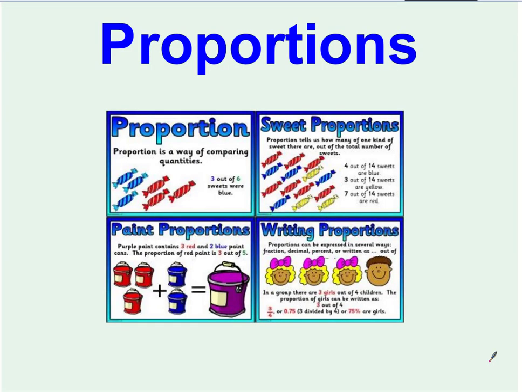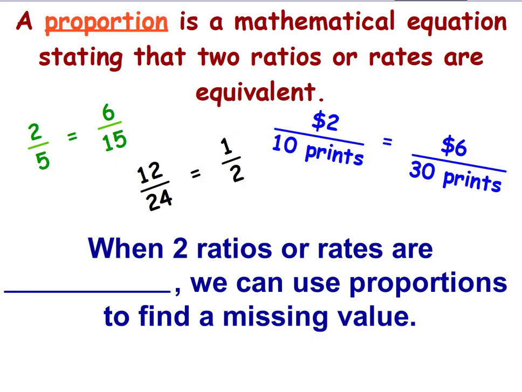Hey guys, so today we're going to be talking about proportions and what proportions are and how we're going to use them to solve questions. So a proportion is a mathematical equation stating that two ratios or two rates are equivalent, which means that they're the same. So for example, here I have 2/5 and 6/15 are equivalent because if I multiply 5 times 3, I get 15, and 2 times 3, I get 6. So that means that they're equivalent, they're the same.